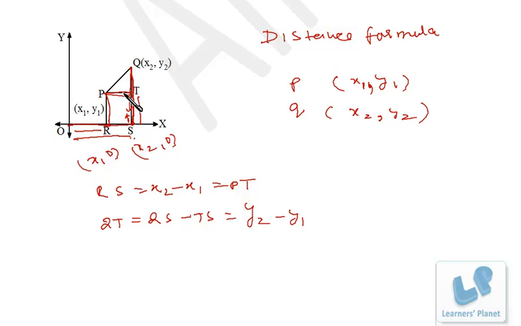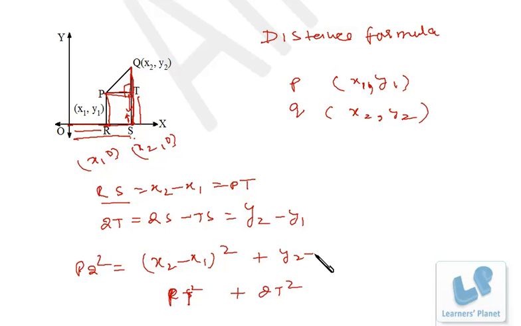Now to find out the length of PQ, since it is a right angle triangle, we can use Pythagoras theorem. According to Pythagoras theorem, PQ square will be X2 minus X1 whole square, that is RS square, plus PT square. No problem, the value of RS and PT is the same. So it is PT square plus QT square, and QT square is Y2 minus Y1 whole square, right? So PQ square, that is the distance between P and Q squared, is equal to X2 minus X1 whole square plus Y2 minus Y1 whole square.